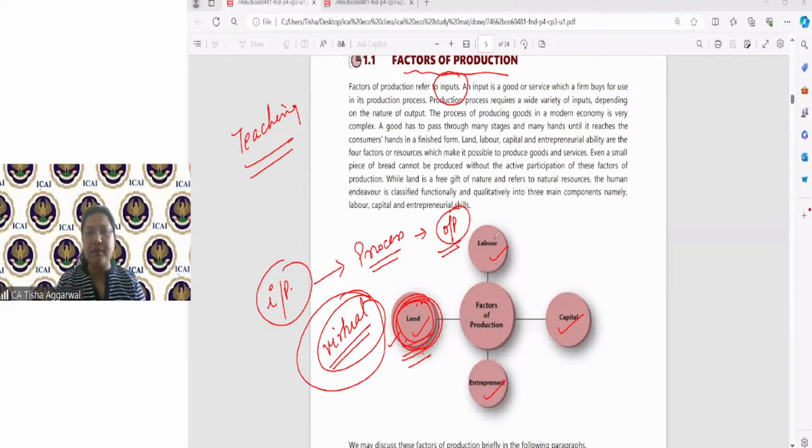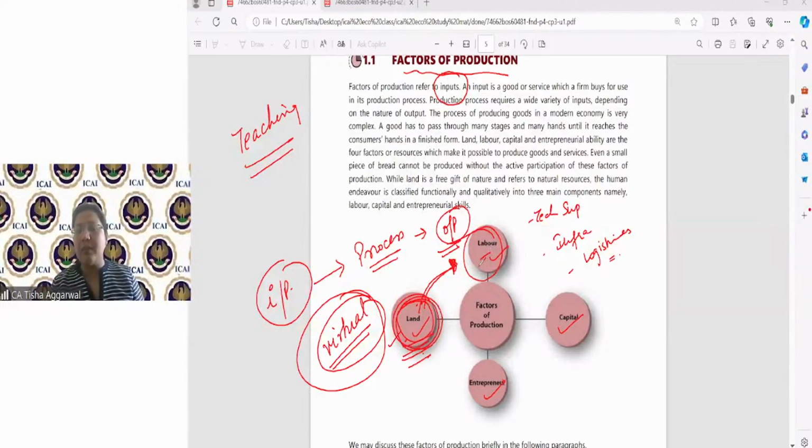Second is labor. Let's say I am doing this work of teaching you, but during this work I require a team. I require a team for maybe the technical support. I require a team for the infra support. I require a team for the logistics. I require a team for some other various aspects. Correct. So the second thing that we need to understand is labor.